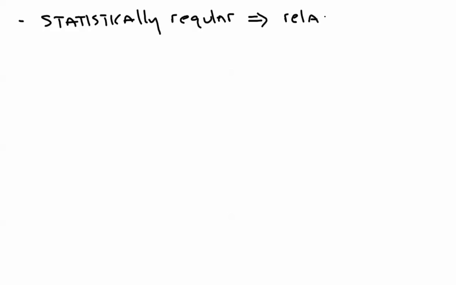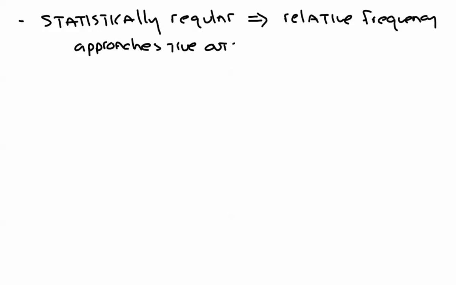All right, statistically regular. Statistically regular means that that limit actually yields a fixed number. It means that that limit actually exists.